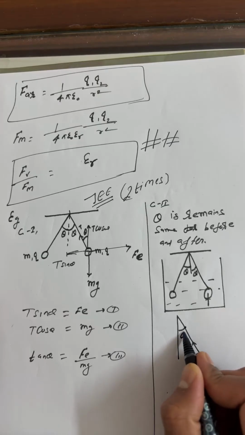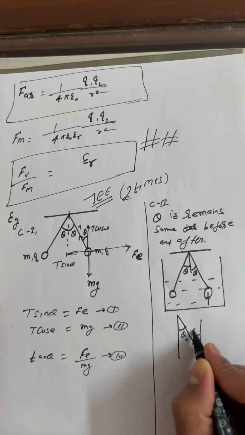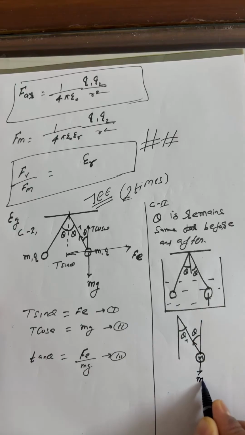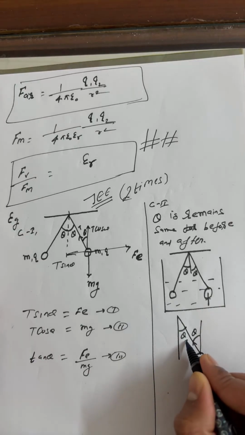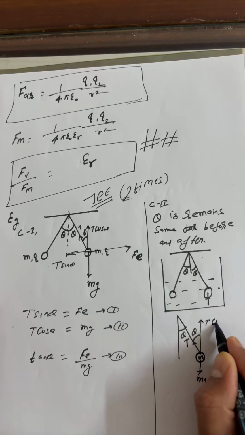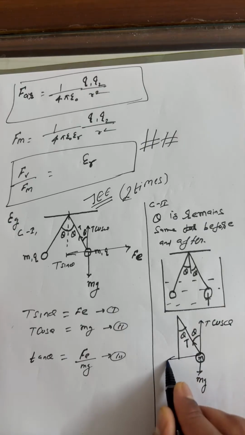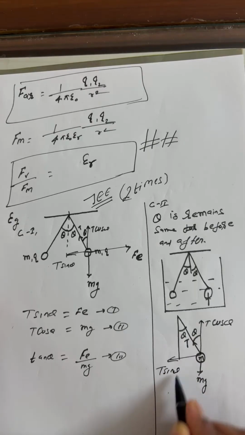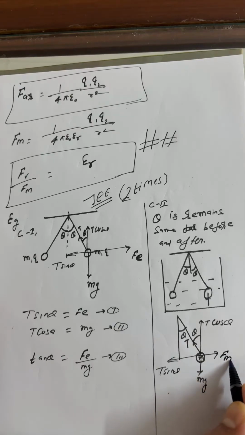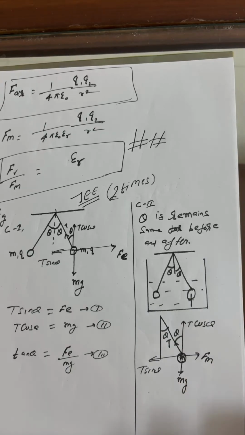Now you can see this is theta. This remains theta. This is basically mg. Everyone knows tension always acts along the string. So this is T cos theta, and this is T sin theta. In this direction you can write this is Fm. Fm is the medium force.